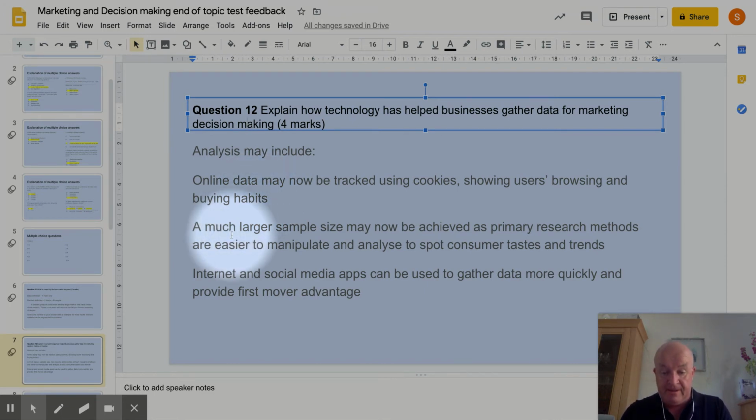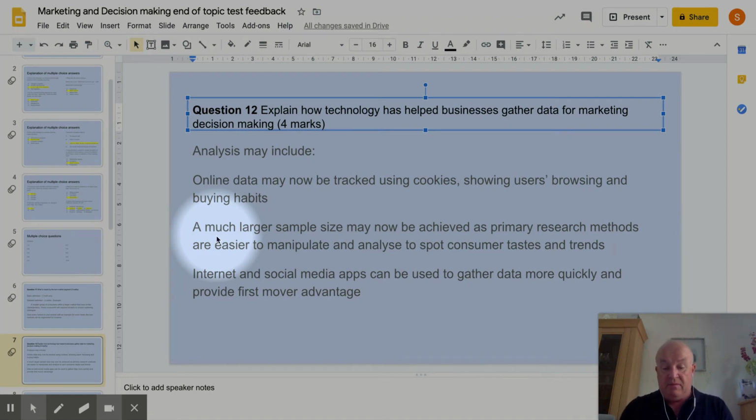Okay. Clearly, the other thing that you can do, because computer power is so much more extensive than it ever used to be, and some of the software that's available also is very sophisticated, you can get much larger sample sizes when you're looking at primary research methods, and it's much easier to manipulate the results of that to analyse and spot any consumer tastes or trends that you might be able to exploit, and as a result of that get more sales from your particular market sector.